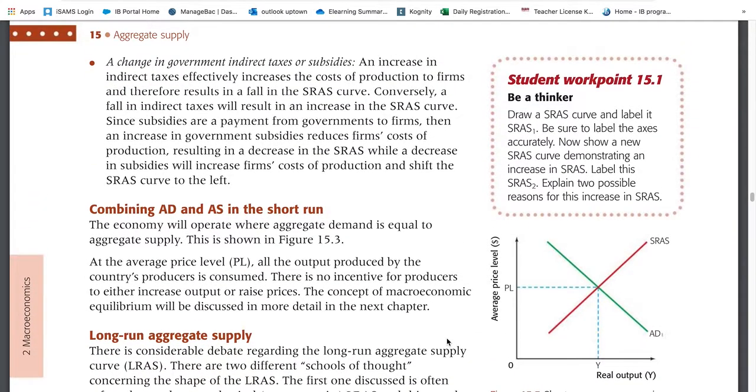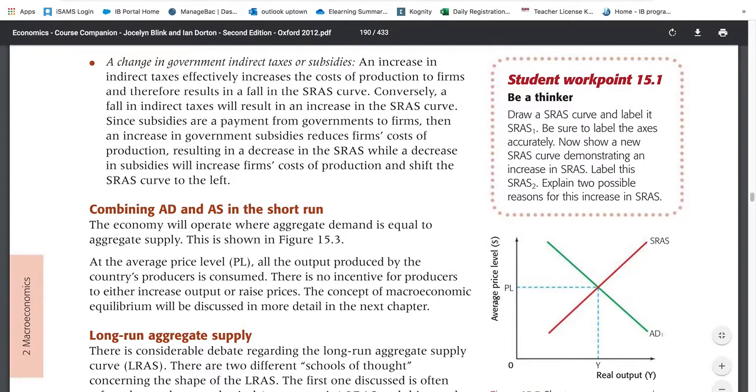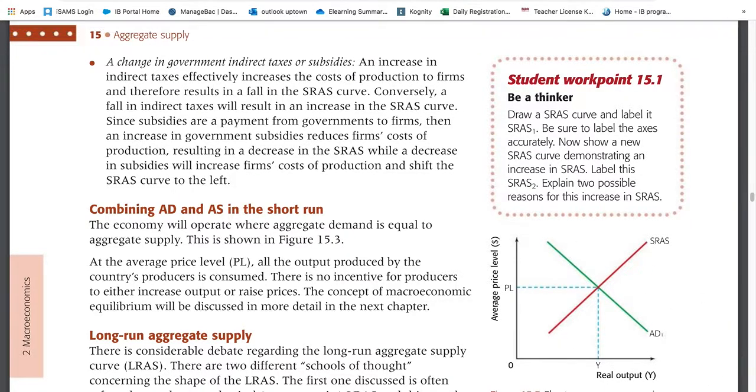So when you combine aggregate supply and aggregate demand in the short run in the economy, you get a beautiful little supply demand curve. Once again, very, very similar to microeconomics. So you put the average price level, the equilibrium. This is pretty much the ultimate point of production in an entire economy, and it is going to be set at PL. So that's the average price level.